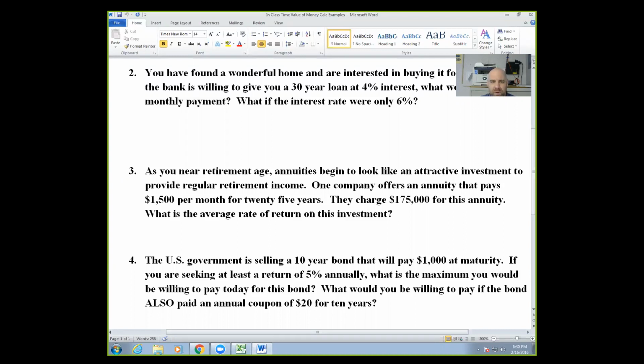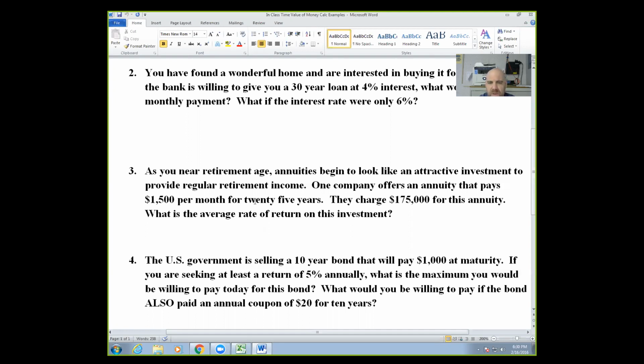So let's just do this one. I think it's easier for you to see than me explain it. This person is interested in an annuity. One company offers an annuity that pays $1,500 a month for 25 years. So this is the return that this person would get from making this investment. For retirees, having fixed income for a period of time is pretty attractive, as opposed to having your money in the stock market, where the stock market could go down and you can lose a bunch, and you don't want to be there when you're retired.